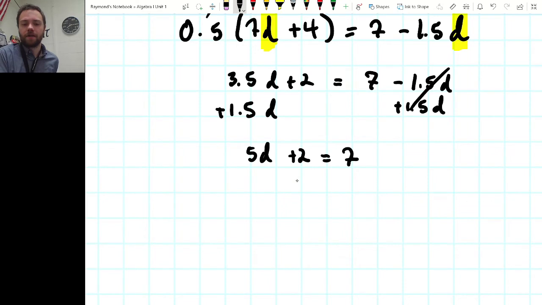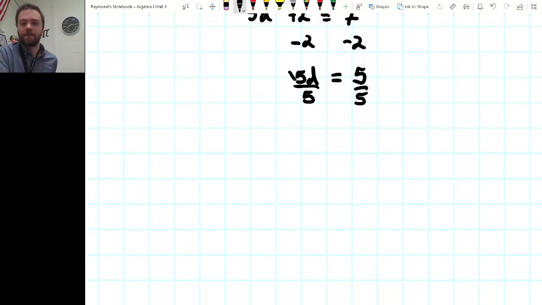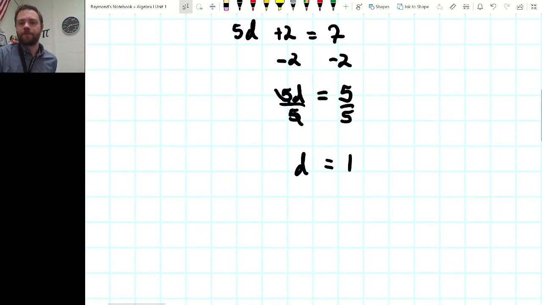And so from here I can just subtract 2 from both sides of the equation, and I get 5d equals 5. 7 minus 2 is 5, and then I can divide both sides by 5, and the 5's on the left-hand side cancel to 1, so I'm left with d, and then 5 divided by 5 is 1. So the answer to that equation would be 1.